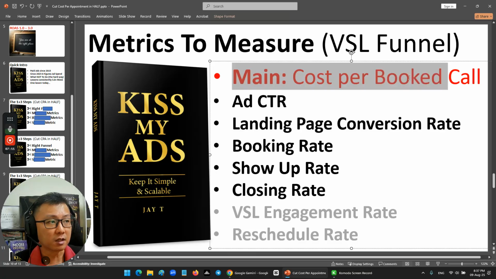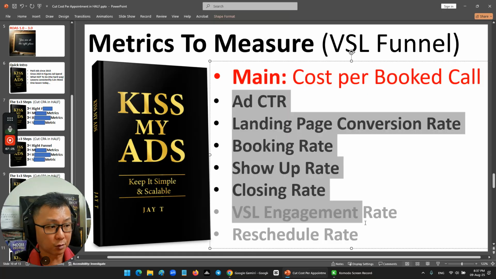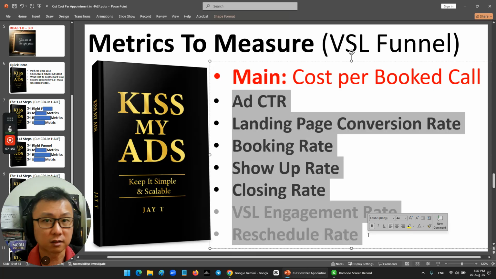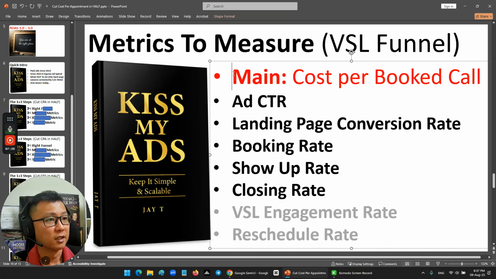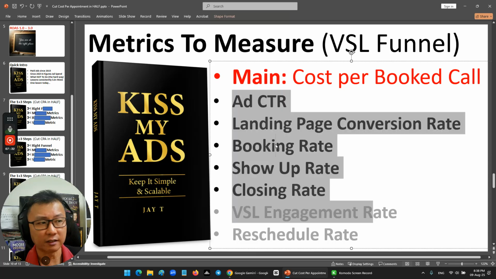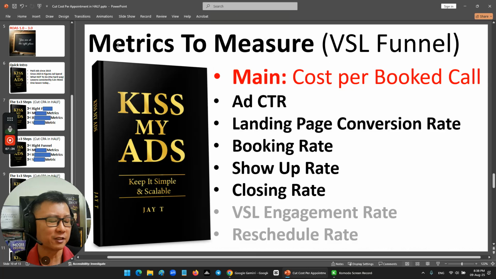That means if this is within industry standard, or with this cost per book call, your return on ad spend is over 3.0, everything else here does not matter. I'll just repeat because it was very impactful the first time I heard it, because I was measuring all of these stats. Then my mentor told me, hey, Jay, what are you doing? You're doing a lot of busy work.